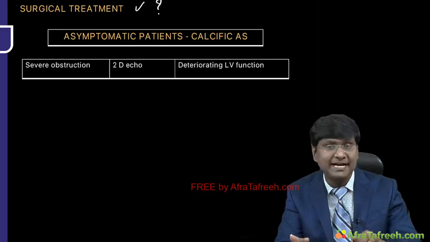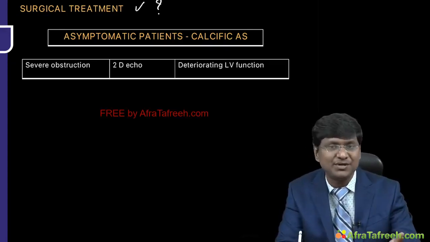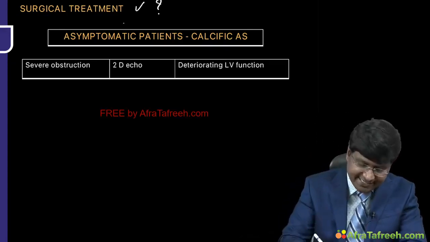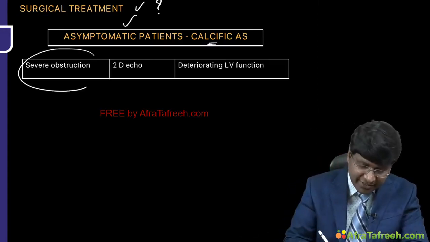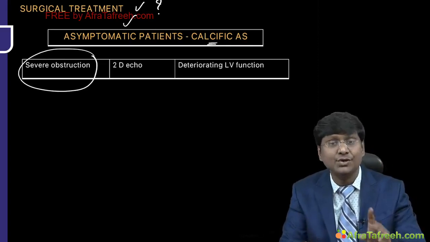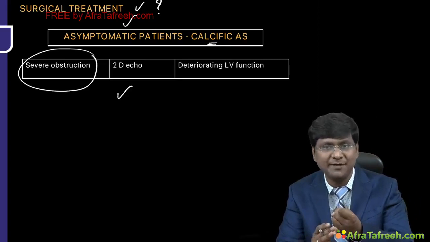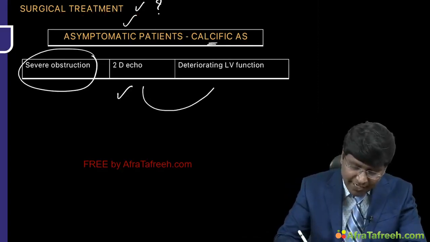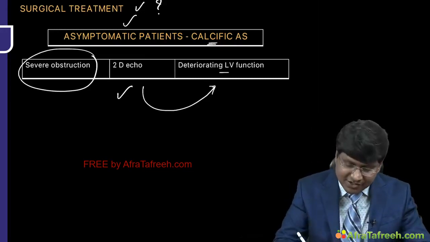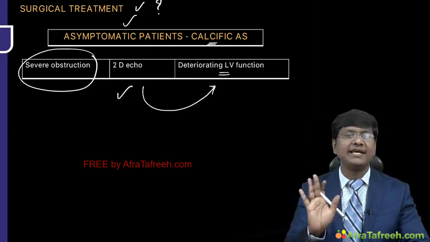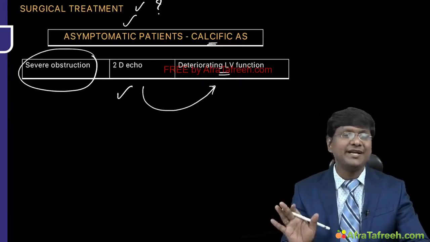Now, in asymptomatic patients, do you require surgical treatment? Usually no. Then what do you need to do in case of asymptomatic patients? Asymptomatic patients with calcific aortic stenosis, those individuals having severe obstruction, you need to do careful follow-up with the two-dimensional echocardiography. And in the two-dimensional echocardiography, what do you need to monitor? You need to monitor the evidence of deteriorating LV function, right?